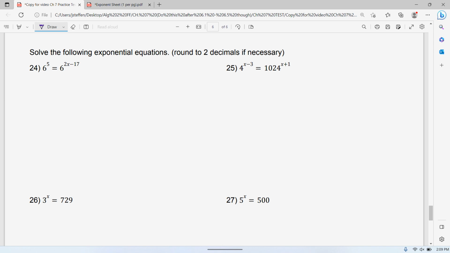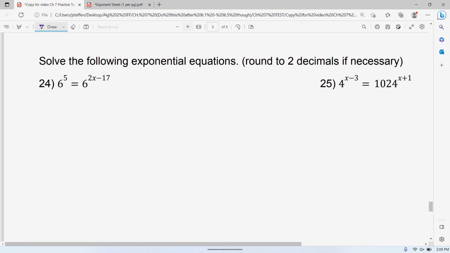Moving around here, let me zoom back in. Solve the following exponential equations, rounding to two decimals if necessary. Again, there's several different ways to do this. Since we already have the same base, we can set the exponents equal to each other.